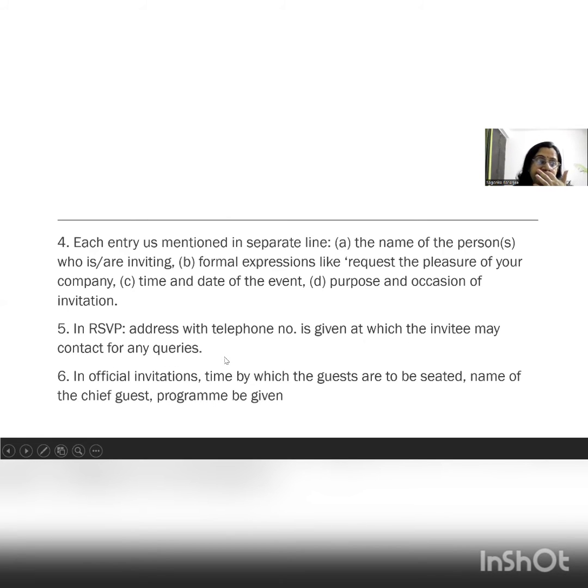Suppose करिए जिसको आपने invite किया है, अगर वो कोई queries पूछता है, उसको कोई पूछना है, कोई चीज बात करनी है, तो for that purpose we write RSVP and write down the phone number in the end. In official invitations, time by which the guests are to be seated, ये भी दिया जाता है. Name of the chief guest, program be given. ये सारी चीजें दी जाती है in the official invitation.